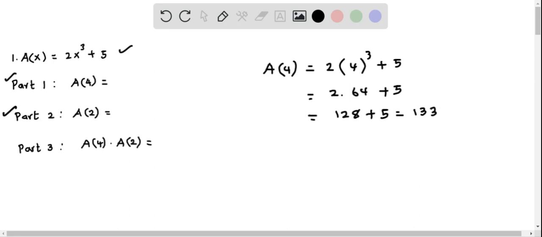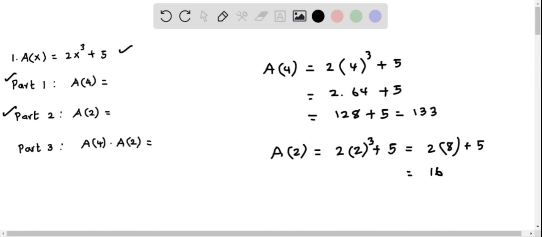Now let's answer part 2, that is we have to determine a of 2. So this is basically evaluating the function a of x when x equals 2. So I'm going to replace x by 2 into the function. Therefore this becomes 2 times 2 cube plus 5. 2 cube is 2 multiplied with itself 3 times, which is equivalent to 8, plus 5, and this equals 2 times 8, which is 16, plus 5, and this equals 21. So we found a of 2.